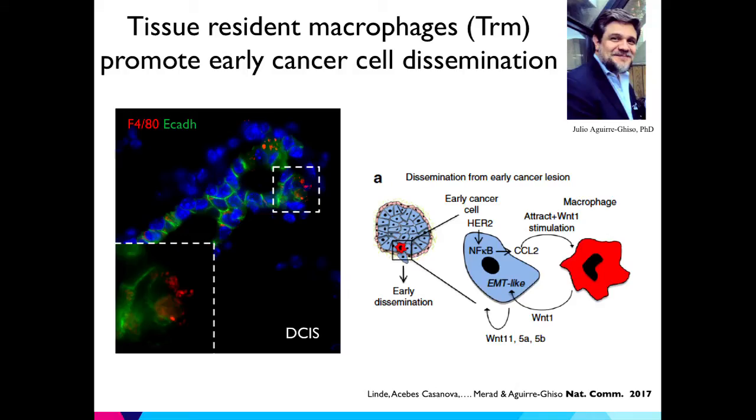So that was very striking to us, and it reminded us of a study that we published last year in collaboration with our colleagues Julio Aguirre-Ghiso at Sinai, where we showed that embryonic macrophages are the first to be recruited at the tumor site. Here we were studying DCIS, so breast cancer in situ lesions, and we showed that this early recruitment promoted early dissemination of cancer cells. And this early dissemination was due potentially to the induction of this epithelial mesenchymal transition phenotype. So it promoted the induction of a mesenchymal phenotype that allowed the cells to escape.